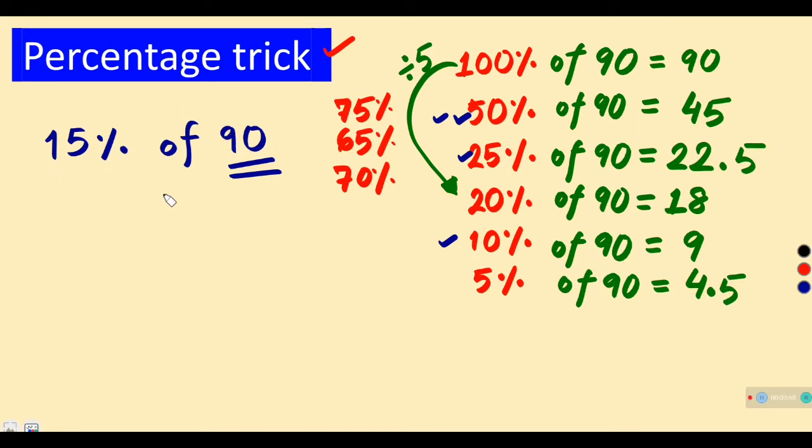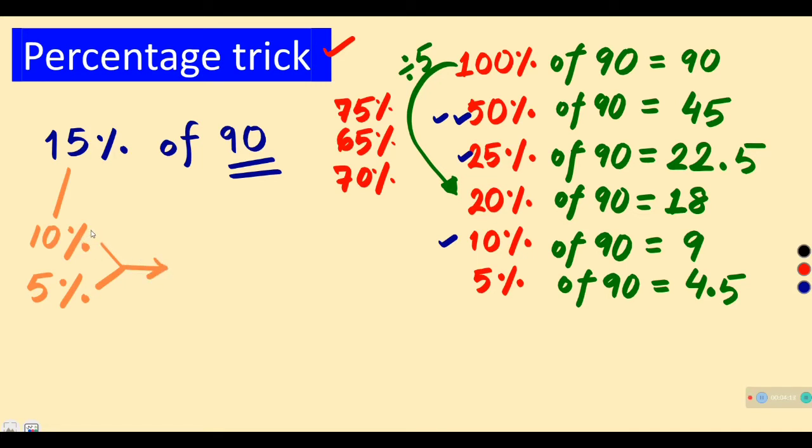So first question is 15% of 90. So 15% means, first of all, we will need to obtain 10%, then get the value of 5%, then add both of them. Although it might seem quite tough in the beginning, after you practice this, you will be easily solving percentages. You can easily get the value of percentage by this trick.